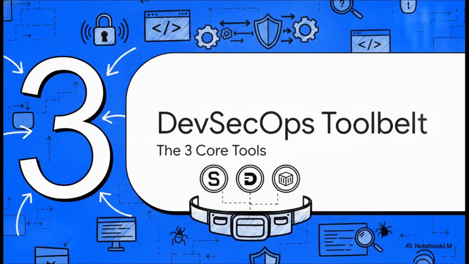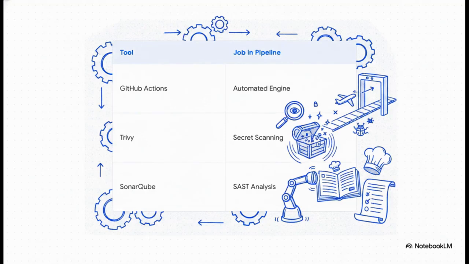All right, let's get into section 3, the DevSecOps tool belt, featuring GitHub Actions, Trivy, and SonarQube. So here is our specialized tool belt for day 54. We've got 3 main components that perfectly map to the theories we just broke down. First up is GitHub Actions. Now, this isn't a security scanner itself. Actually, it's the automated engine. It's the literal conveyor belt moving our code through the airport.